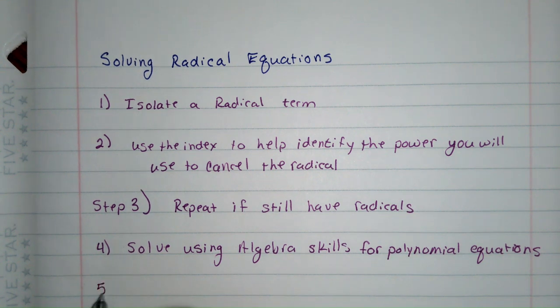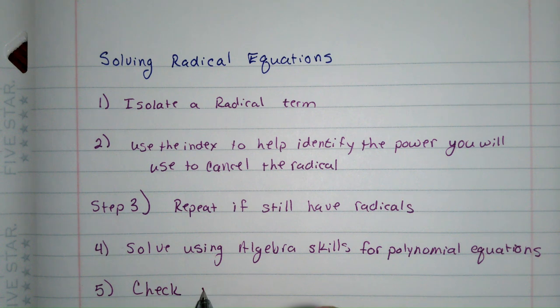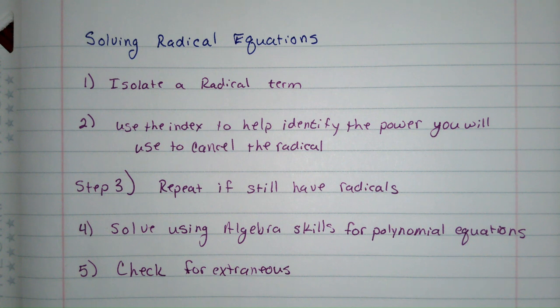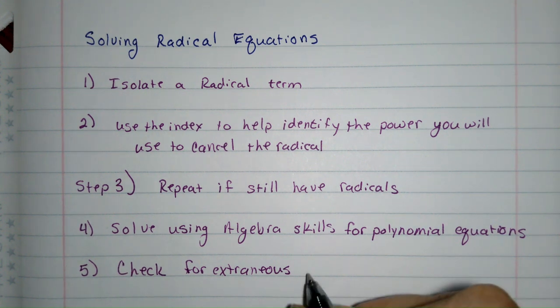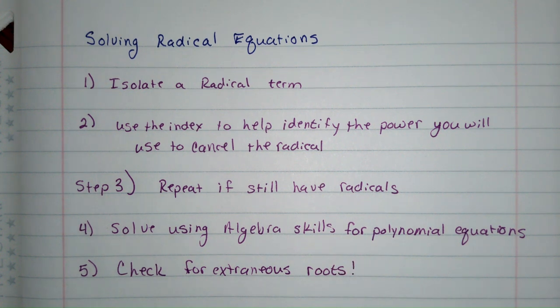And then step 5, you must do this. I know some people don't like to, but check for extraneous roots. There are sometimes that, if you square both sides, 5 doesn't equal -5, but 5 squared equals -5 squared, and that's why we are going to get extraneous roots sometimes. So you're going to be checking for those extraneous roots every single time. If you have a graphing tool, that can help you.